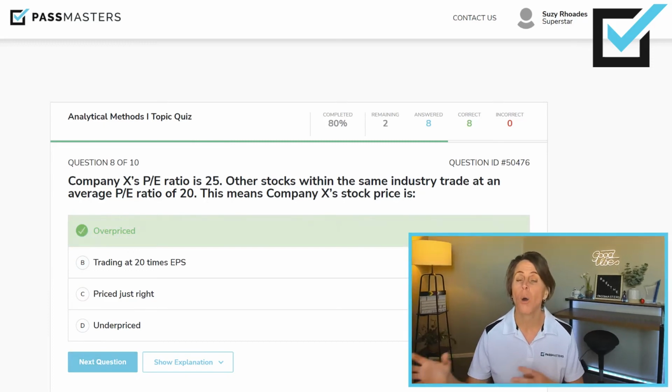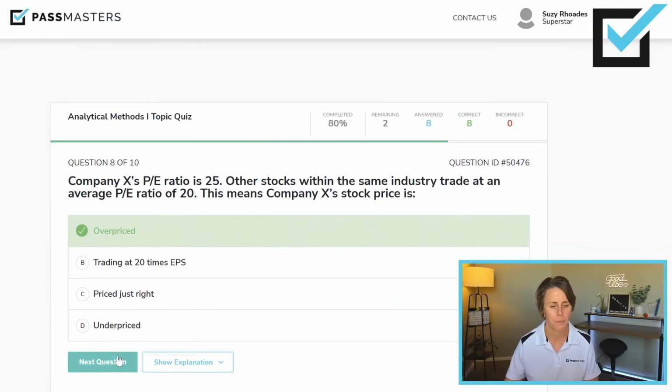So if most of the stocks were trading at a PE ratio of 20 and this one was trading at 15, then it would be a good buy. It would be underpriced. But since it's higher than the average PE ratio in the industry, it's an overpriced stock. Its market price is 25 times its earnings per share.